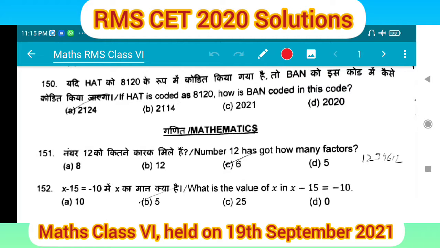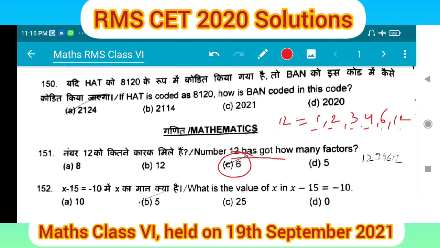So let's start. The first question is, how many factors does the number 12 have? Factors of 12 are 1, 2, 3, 4, 6 and 12. So that is 1, 2, 3, 4, 5, 6. Six is the correct answer.